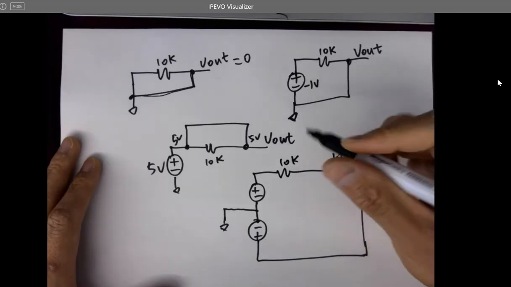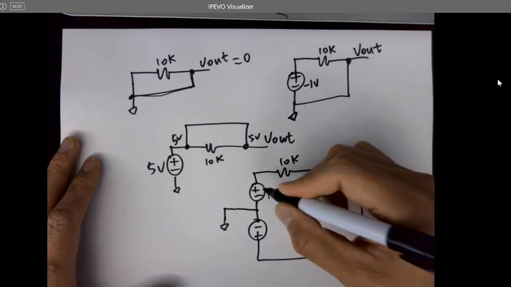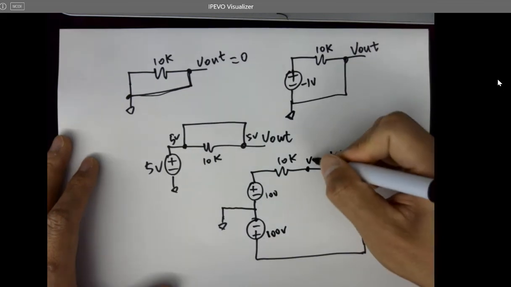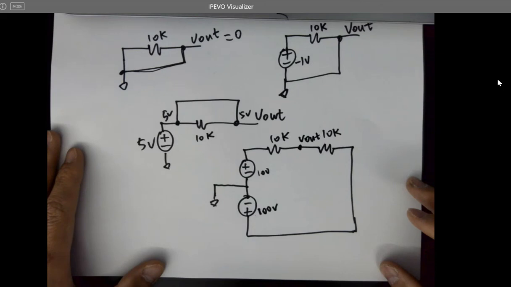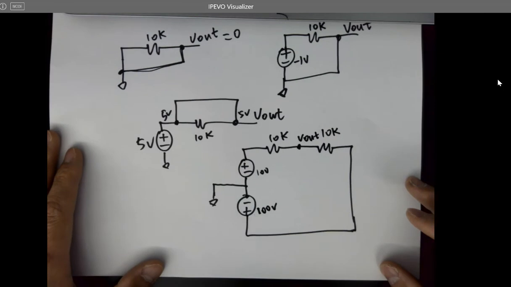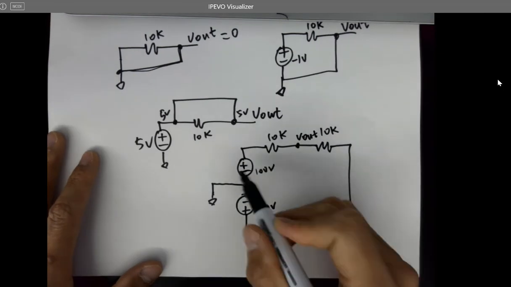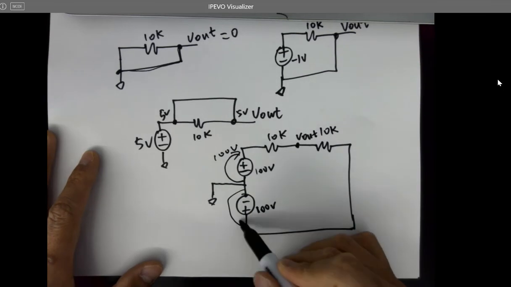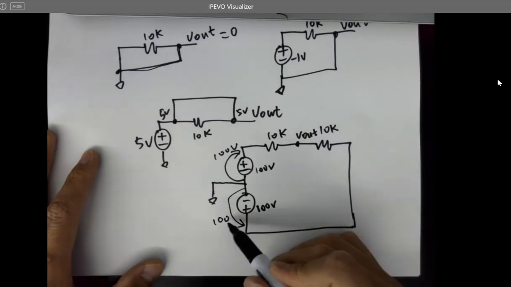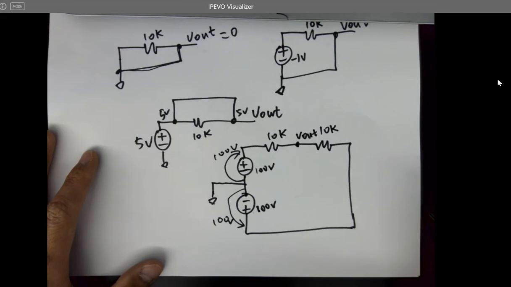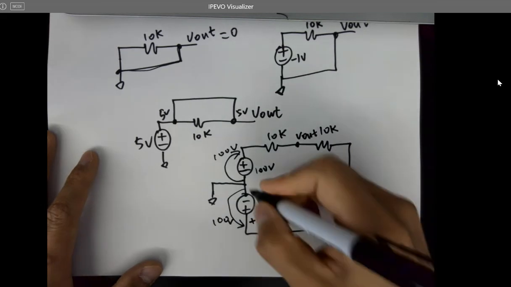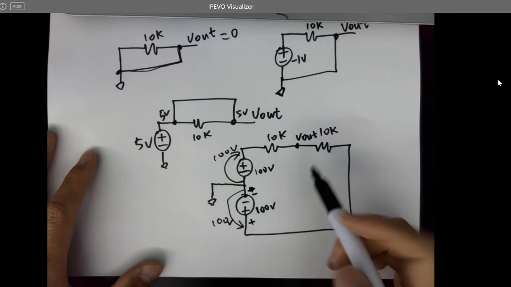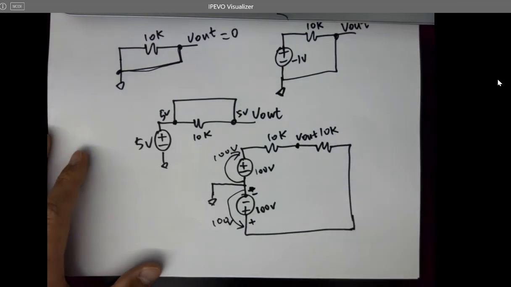10K, 100 volts, 100 volts. Here's VL. So 100 volts here means from here to here is a 100 volt increase, right? Here to here is 100 volts. Or it's a voltage drop from here to here of 100 volts. So what's VL?